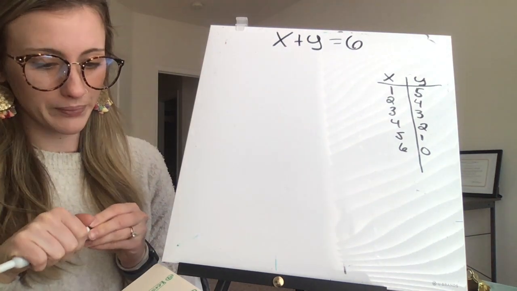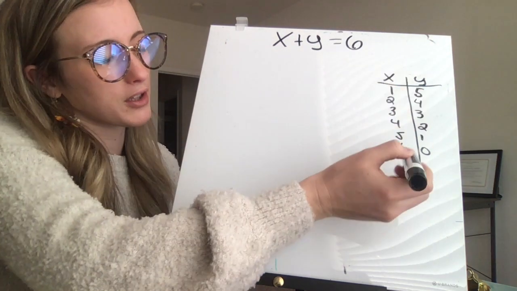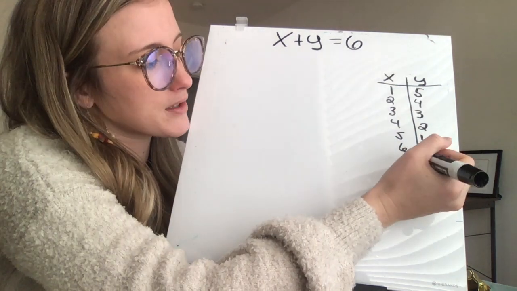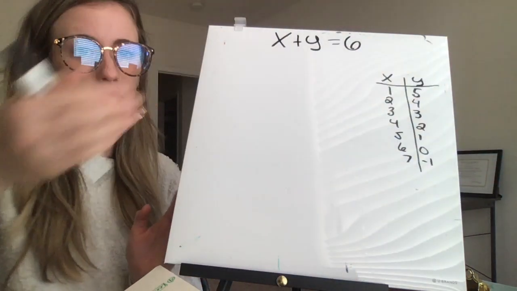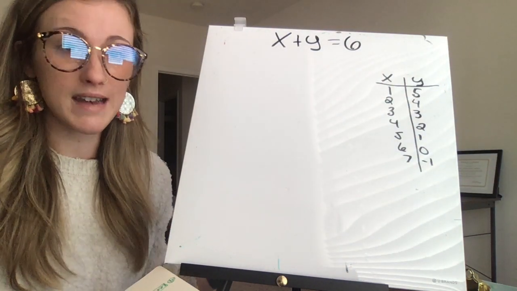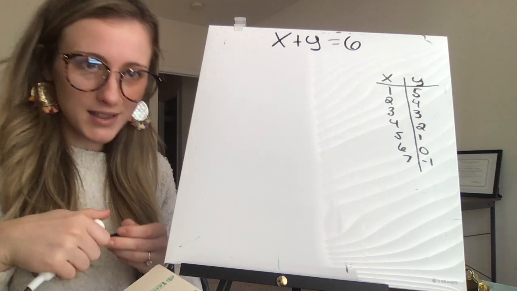This is a table. With two variables, there can be a lot of solutions, just like the ones I wrote here. I could even go as far as saying 7 plus negative 1 equals 6. We can keep going on and on. This equation is never ending with our answers. Now let's translate this into a graph.